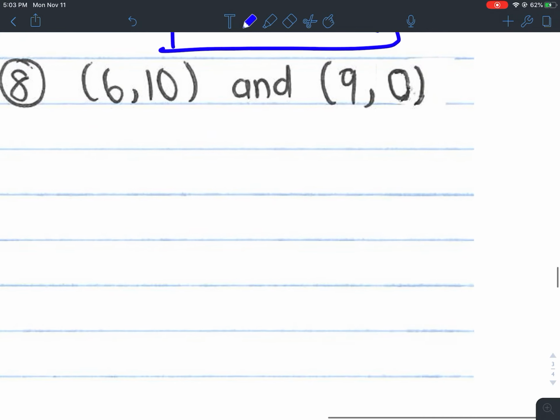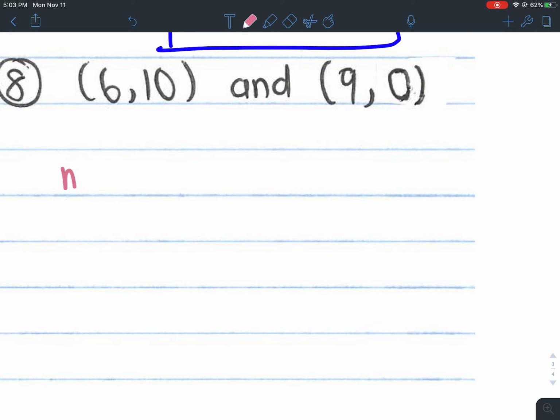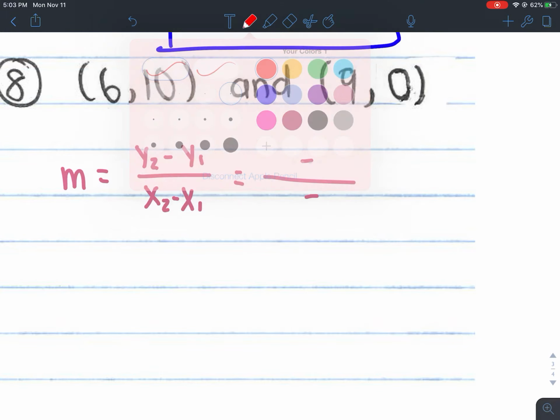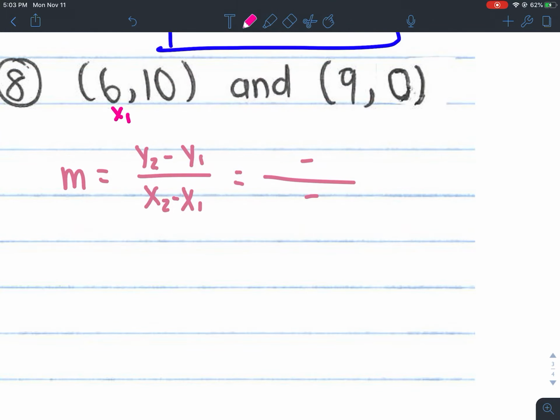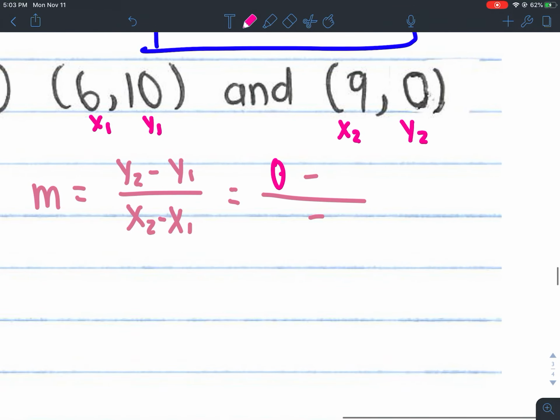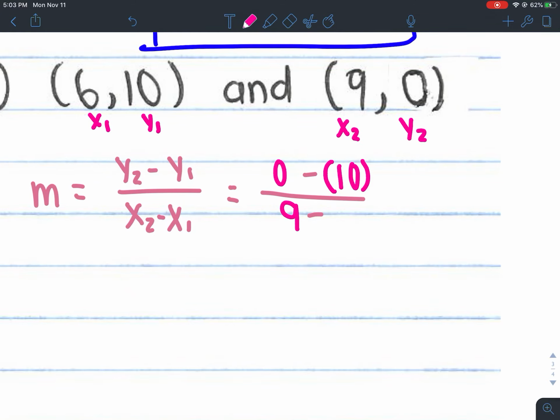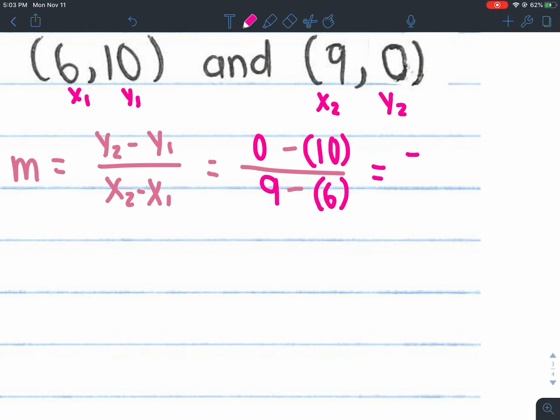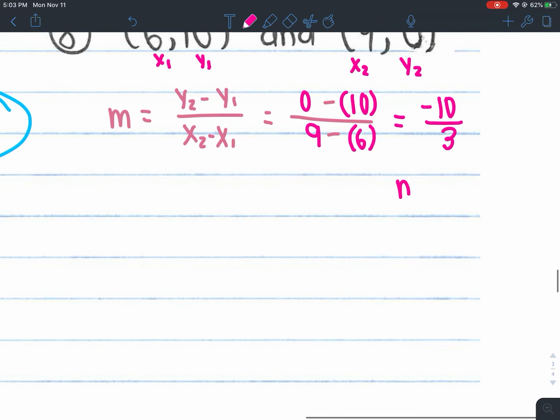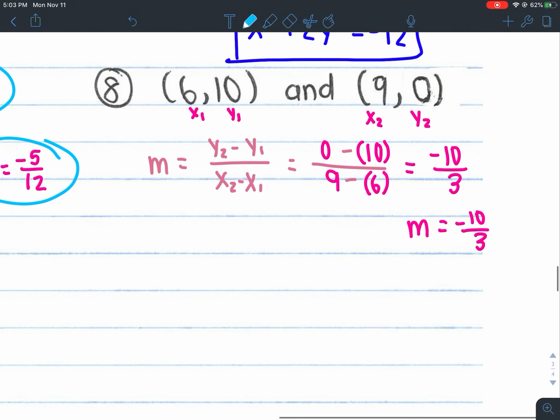All right, and we're on to our last problem. Okay, we're given 2 points here, so we're going to have to start with our slope. We got to find our slope first. Go ahead and label our points: x1, y1, x2, y2. So we're going to have 0 minus 10, and then we're going to have 9 minus 6. Well, that simplifies to negative 10 over positive 3, and that doesn't simplify either, so our slope is negative 10 over 3. But again, not our answer.